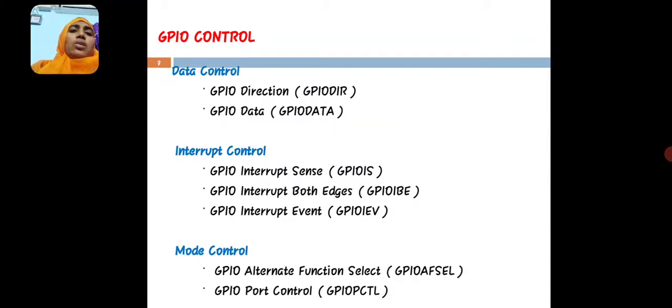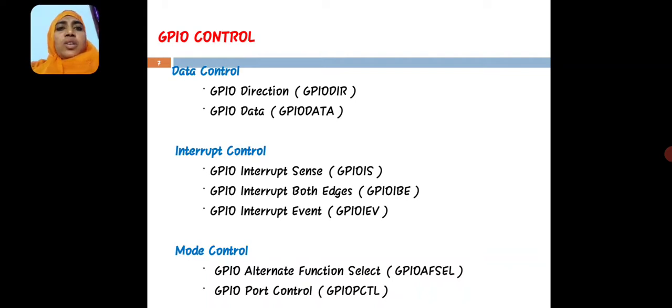Data control will give the information of which data. It has two pins: GPIO direction pin and GPIO data pin. The direction shows which device acts as transmitter and which device acts as receiver. And GPIO data shows whether we are reading the data or writing the data.